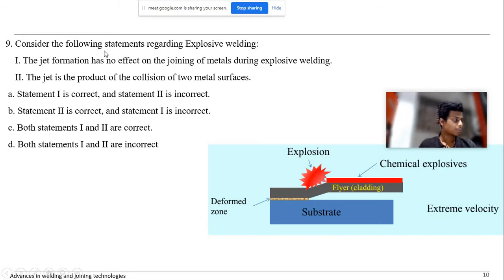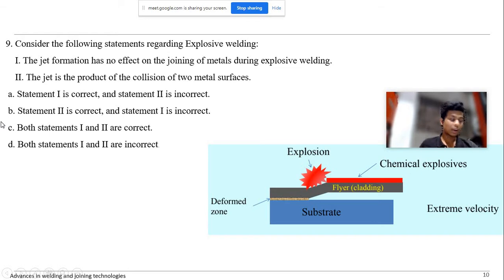Next question. Consider the following statements regarding explosive welding. The jet formation has no effect on the joining of metals during explosive welding. The jet is a product of collision of two metal surfaces. Can anyone comment on this? Okay, I will tell.